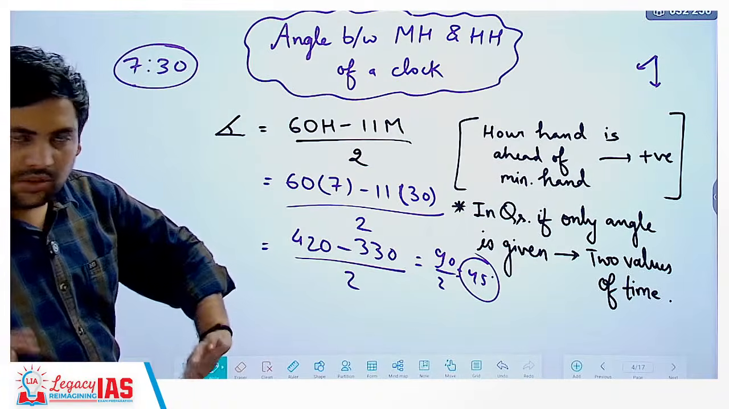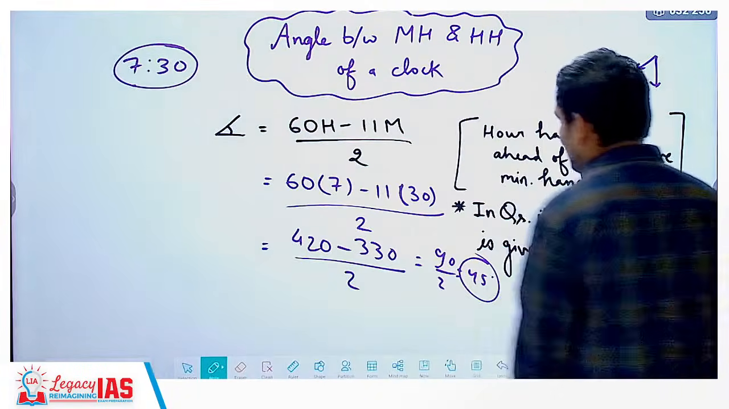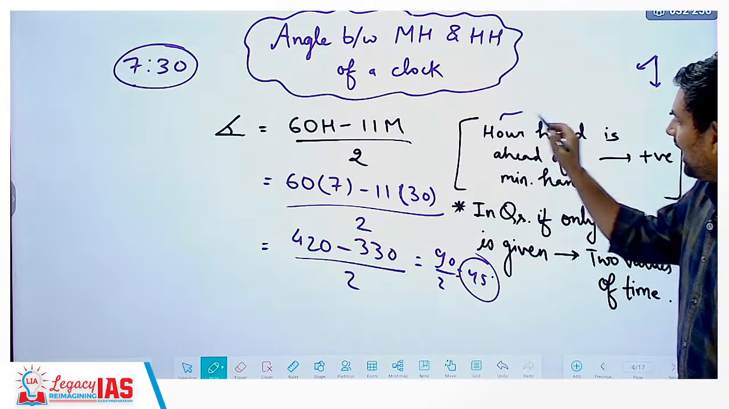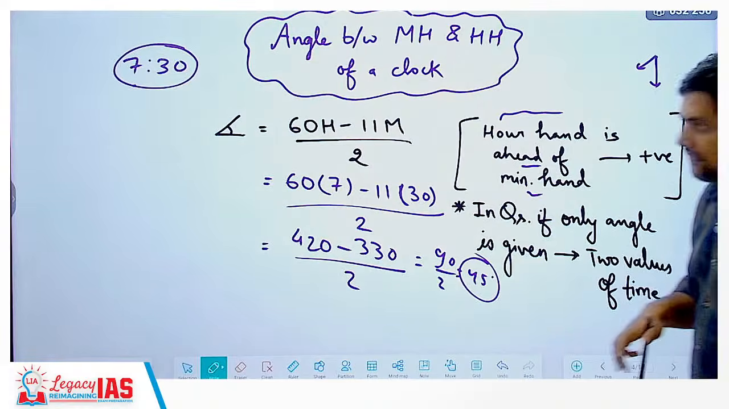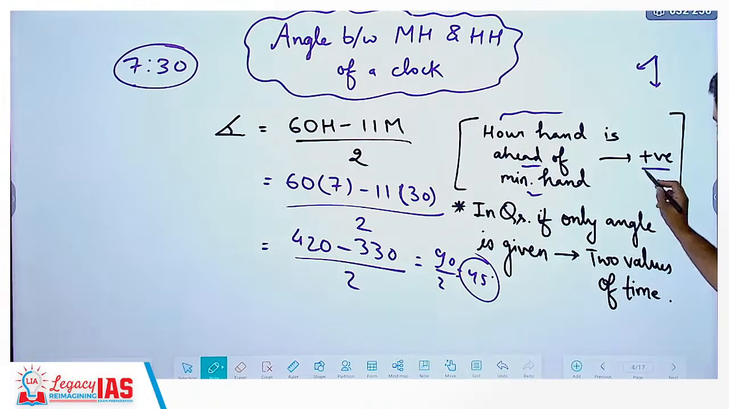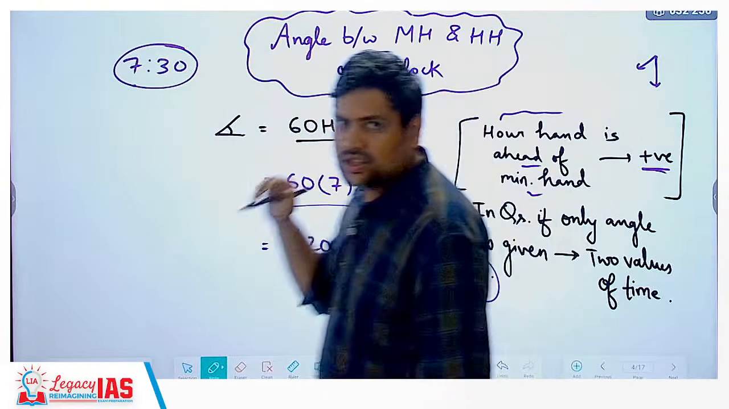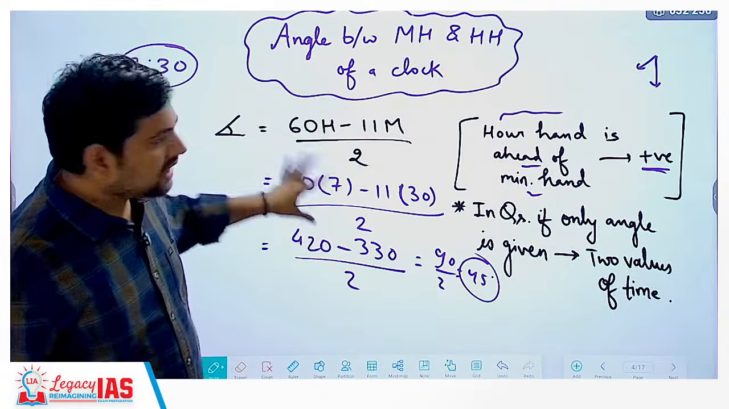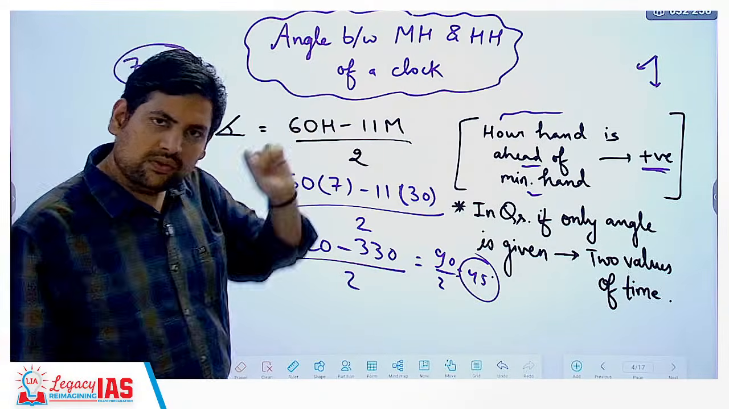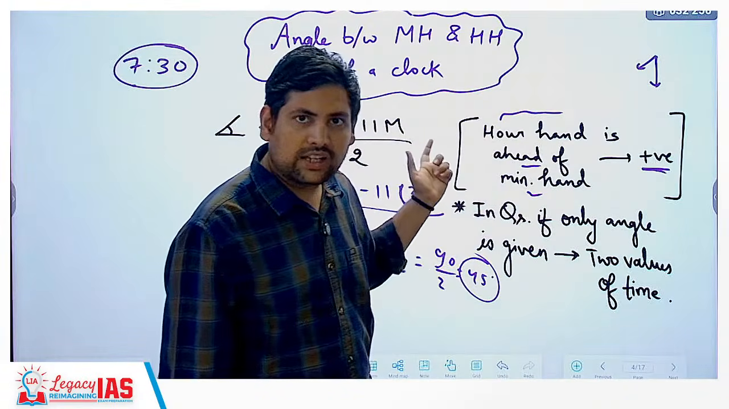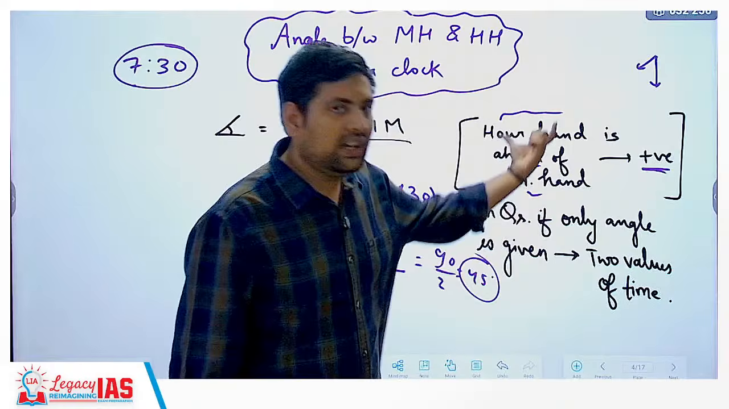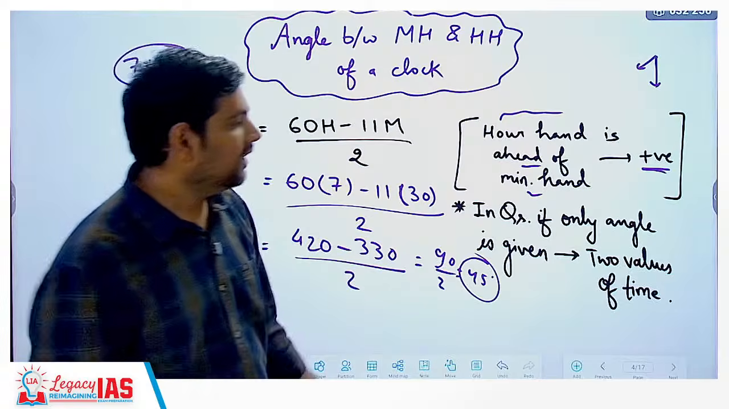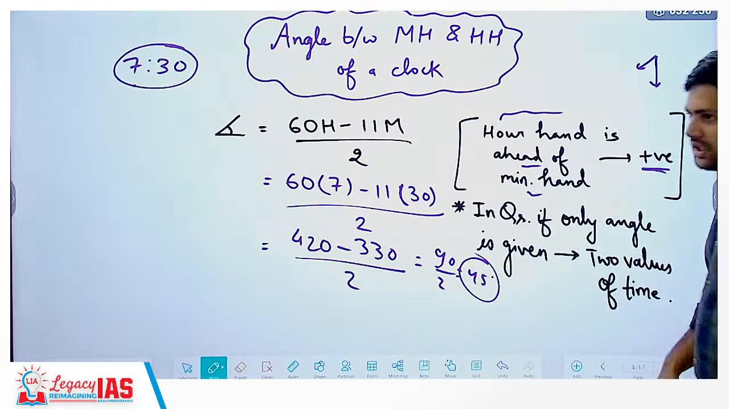Now, one thing you have to be careful about here is that when you write a formula like this, 60h minus 11m by 2, actually the hour hand is ahead of the minute hand. Then only you will get the angle as positive. Correct? If this comes out to be negative, it only means one single thing, that in that particular case, the minute hand was ahead of the hour hand. Understood?